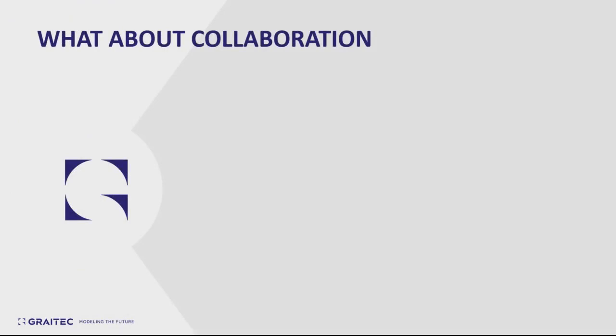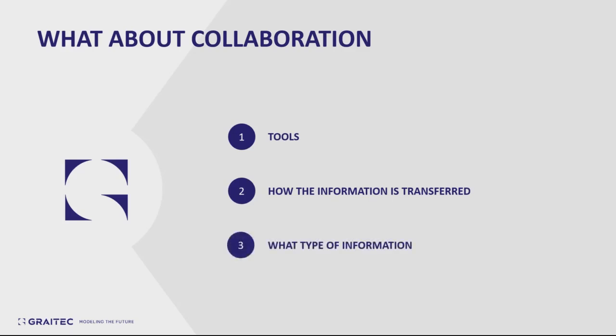So what about the collaboration? To collaborate well, so to have a strong connectivity, we need to have the right tools. You need to know how the information is transferred between the applications, in this case between advanced design and advanced steel, and what type of information is transferred. It means that, for example, an engineer does not need all the information that a detailer needs, and vice versa. So we need to control and to know what type of information we are transferring from one platform to another. This is important for the connectivity and for a smooth collaboration.